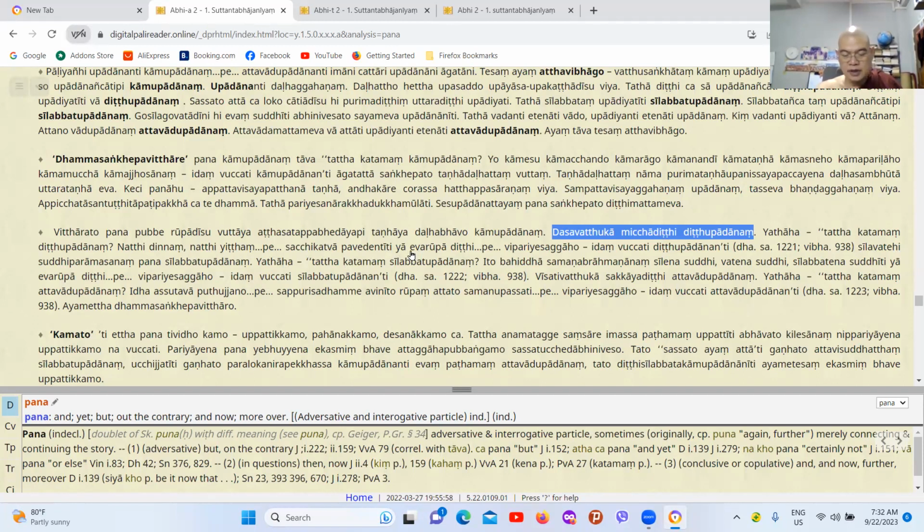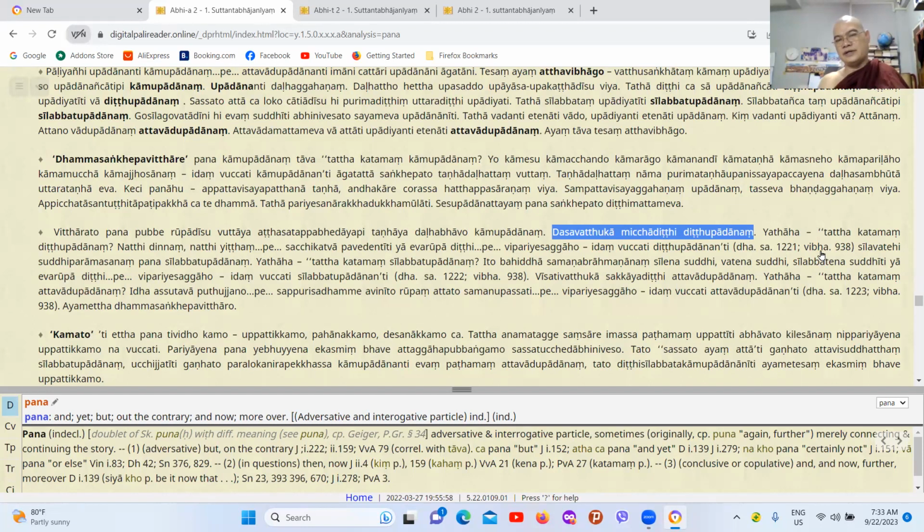Yavaya eva rupa ditthi. There you go, the Pali here. It is related to upadana, up to here. So the ten kinds of views, the wrong view bases, are ten kinds here. These ten kinds of wrong view bases are called ditthupadana.